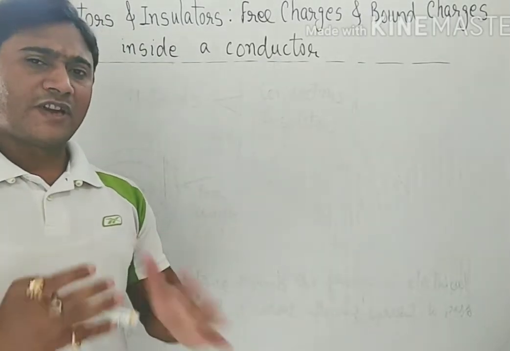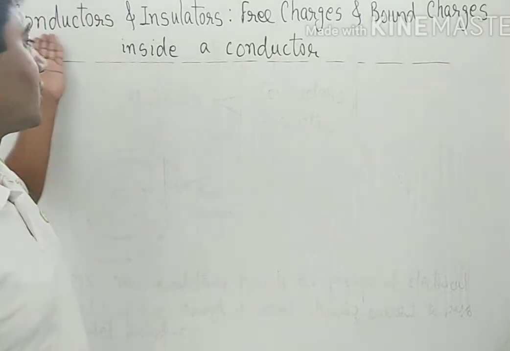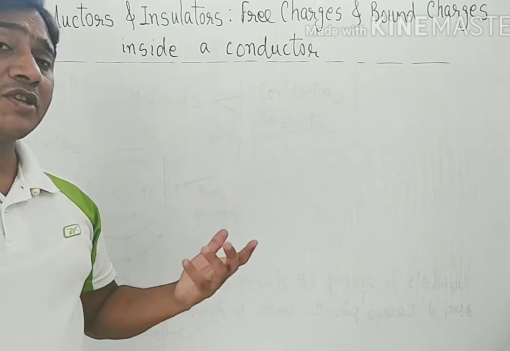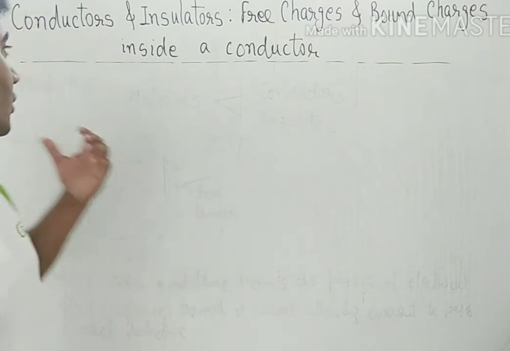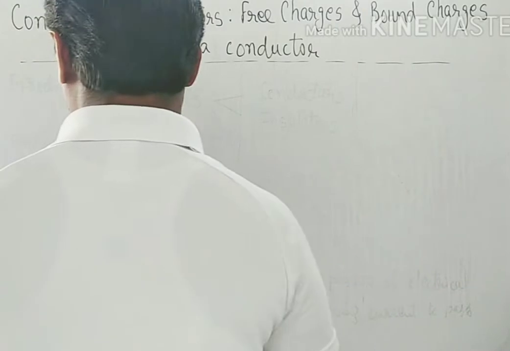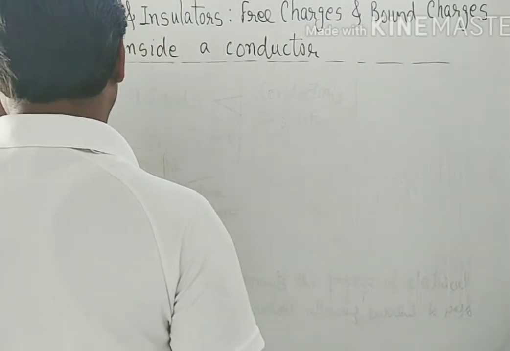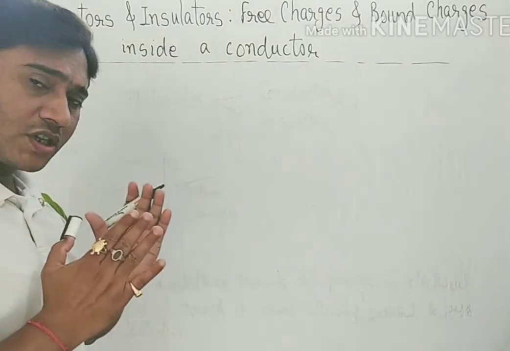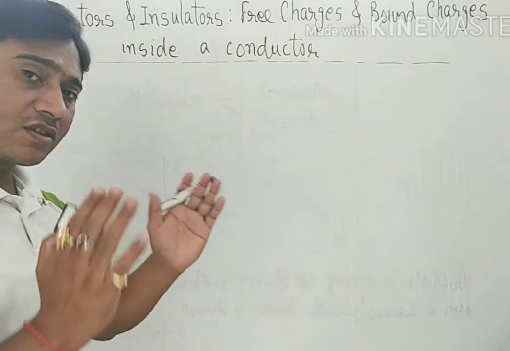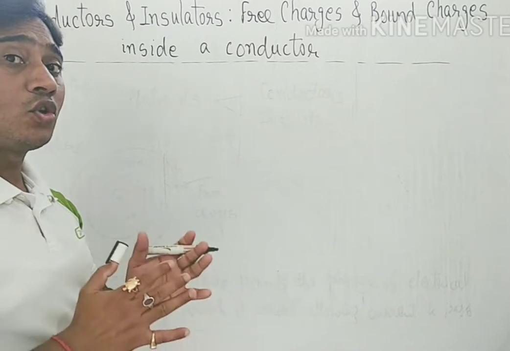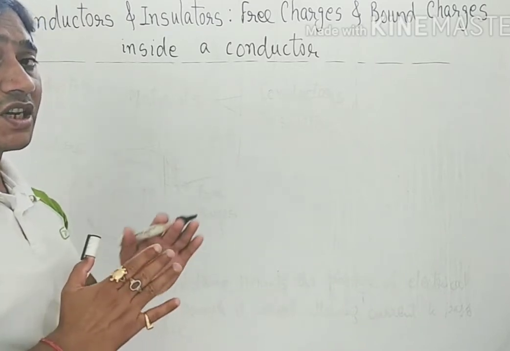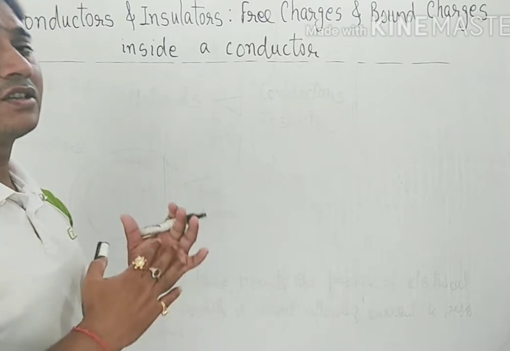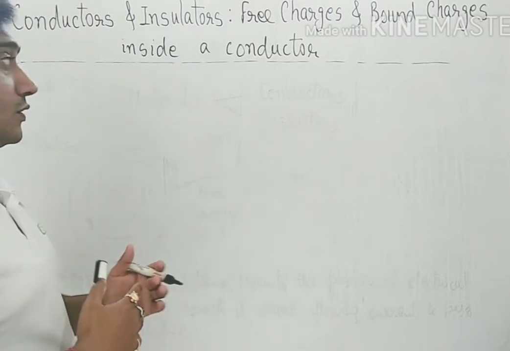Let's have some facts associated with conductors. What are the important things that we must take care of while dealing with conductors? So first fact, the electric field or electrostatic field within the surface of conductor is always zero. That means charges only reside on the outer surface. They do not move inside the surface of the conductor.